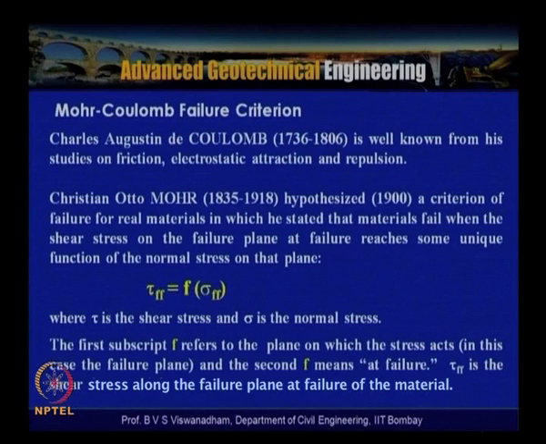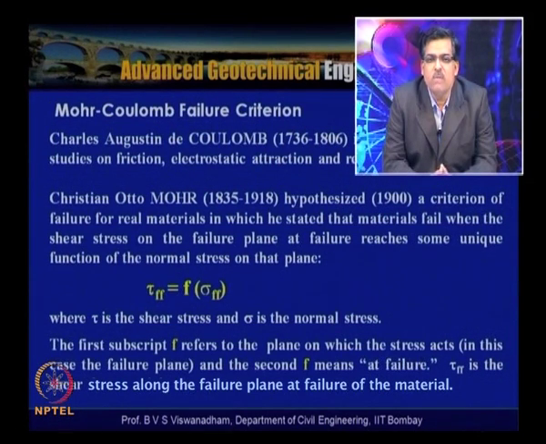The second f is nothing but at failure. Suppose if you are trying to see tau along the failure plane, we write tau f, which indicates that the shear stress along the failure plane may not be at failure. Similarly, for the prospective failure plane, we write sigma f for the normal stress on the prospective failure plane. So Mohr's hypothesis states that tau is a function of sigma, where tau ff is the shear stress along the failure plane at failure, and sigma ff is nothing but the normal stress along the failure plane at failure.